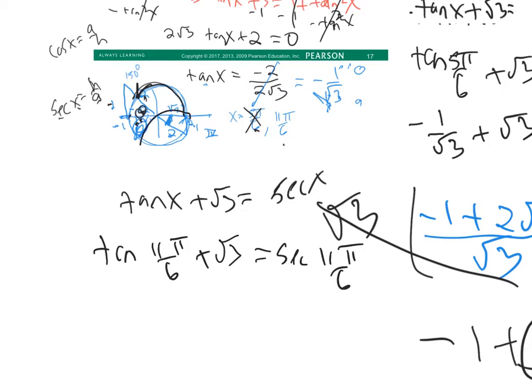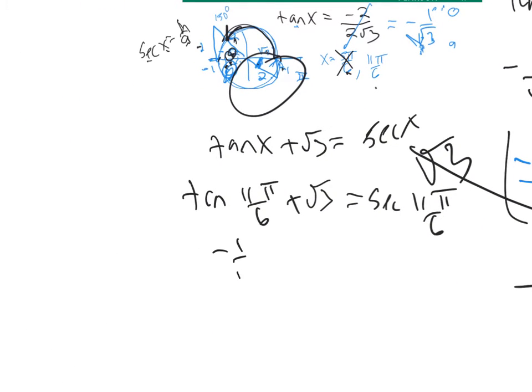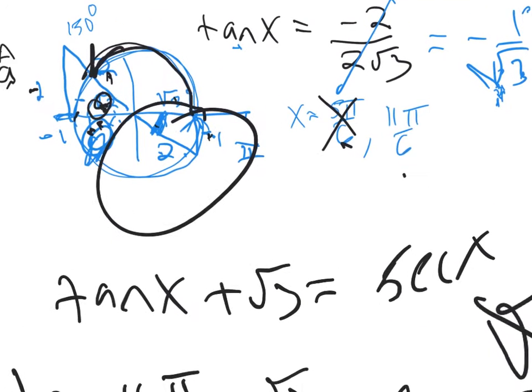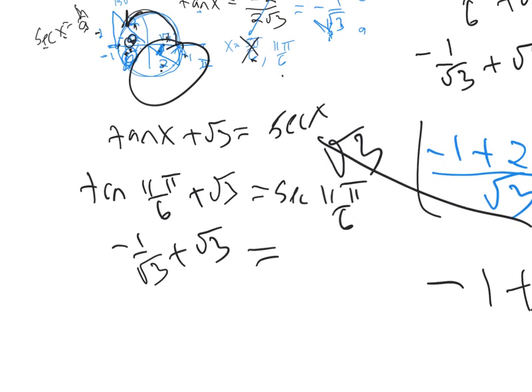So now I'm in this quadrant here, using that one. Tangent of that triangle was a negative 1 over the square root of 3, plus the square root of 3 has to be equal to the reciprocal of cosine. Cosine is adjacent over hypotenuse, so 2 over square root of 3 would be the secant. 2 over the square root of 3. Let's see, what would be the easiest thing to do?